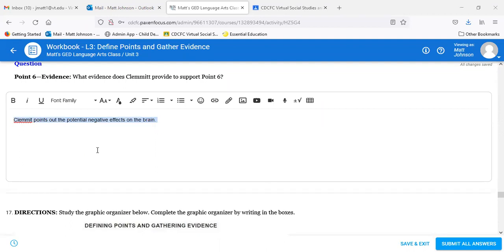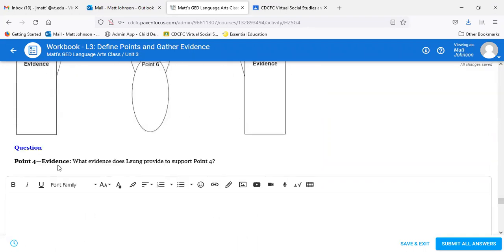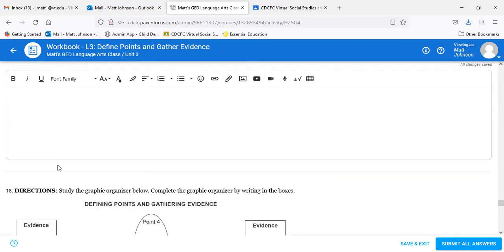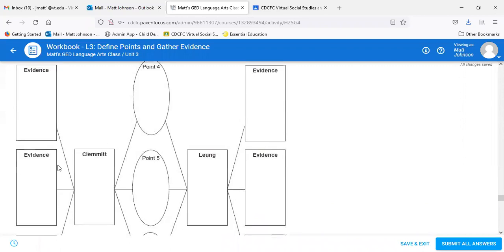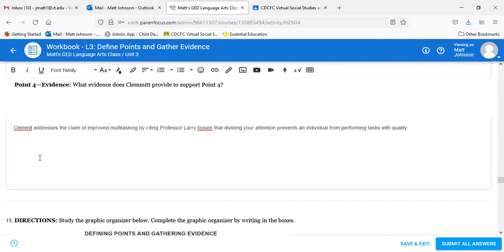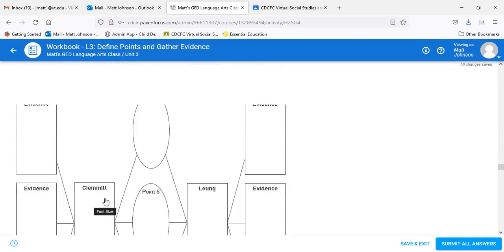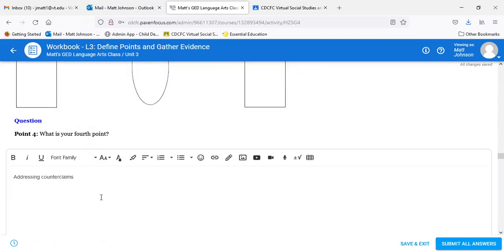All right. And so back to Young now with our points there. So we started with, what did we start with? This is where it gets tricky because we're constantly going back to review things. Point four, so Clement addresses... Oh, that was the evidence. All the way back up here. Okay, point four, I'm going to write these down so we don't have to keep coming back to them. So addressing counterclaims, right?